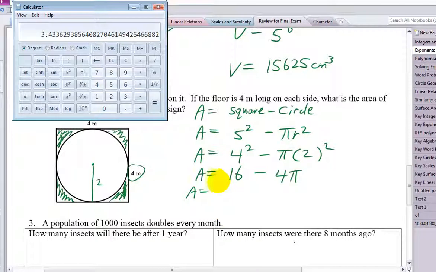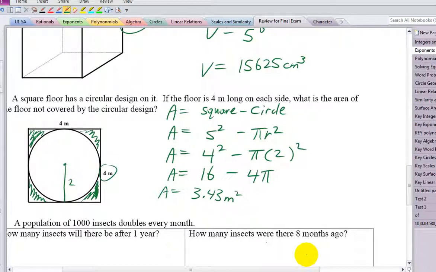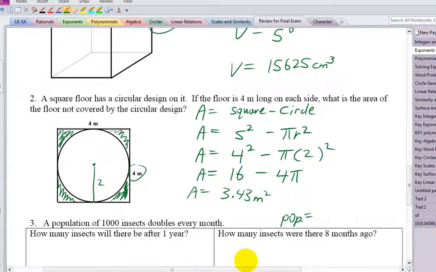.43 meters squared. Okay, everyone should check their calculator, make sure they can do that. So part of it's just a calculator. Any questions?